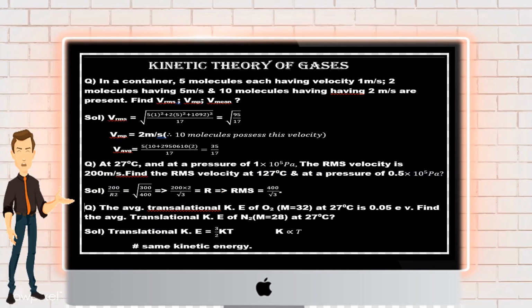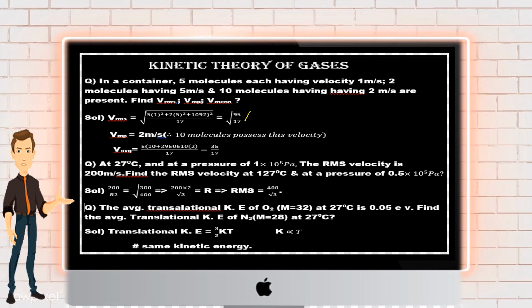Coming to the next question. In a certain container, 5 molecules each having velocity 1 meter per second, 2 molecules having 5 meters per second, and 10 molecules having 2 meters per second are present. Find the RMS velocity, most probable velocity, and mean or average velocity. We know the RMS velocity is the sum of squares of velocities multiplied by the number of molecules, divided by the number of molecules, whole power 1 by 2. Simply using that definition, we get root over 95 by 17. The most probable velocity is the velocity possessed by the largest number of molecules.